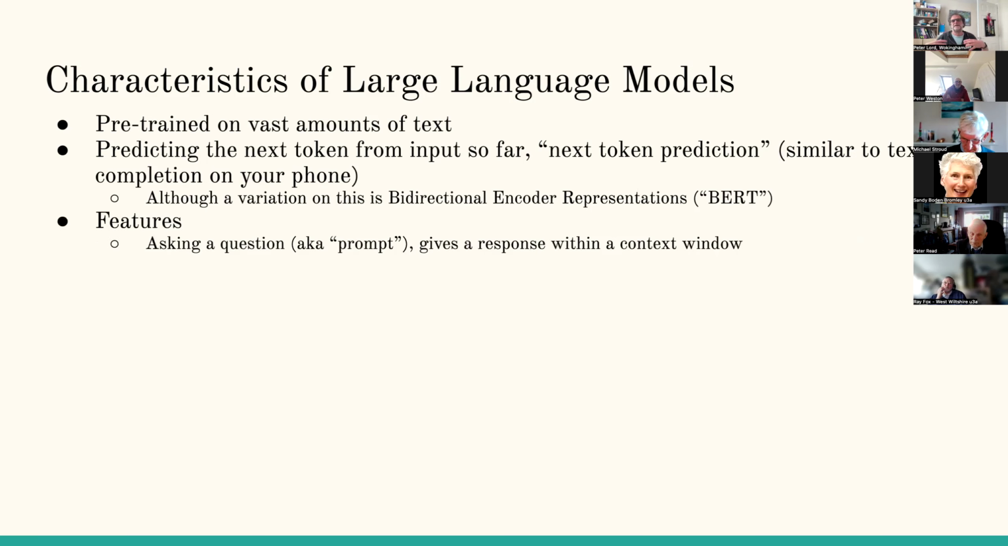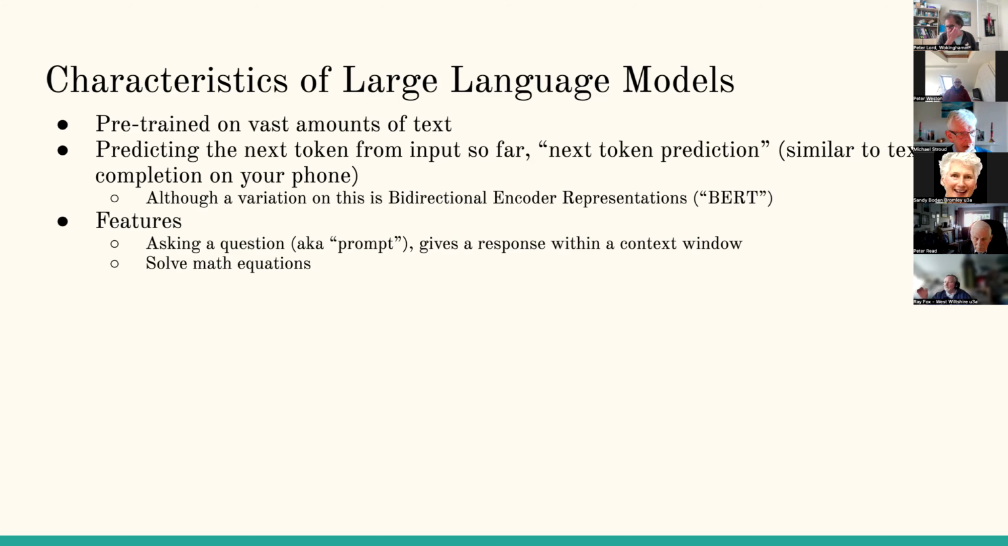The way they work is you ask a question, and it's often called a prompt. You type some text in, which is the input of the neural network. And you get an output, another text response. And that's always within a context window. A context window is how big the prompt can be to answer your question.